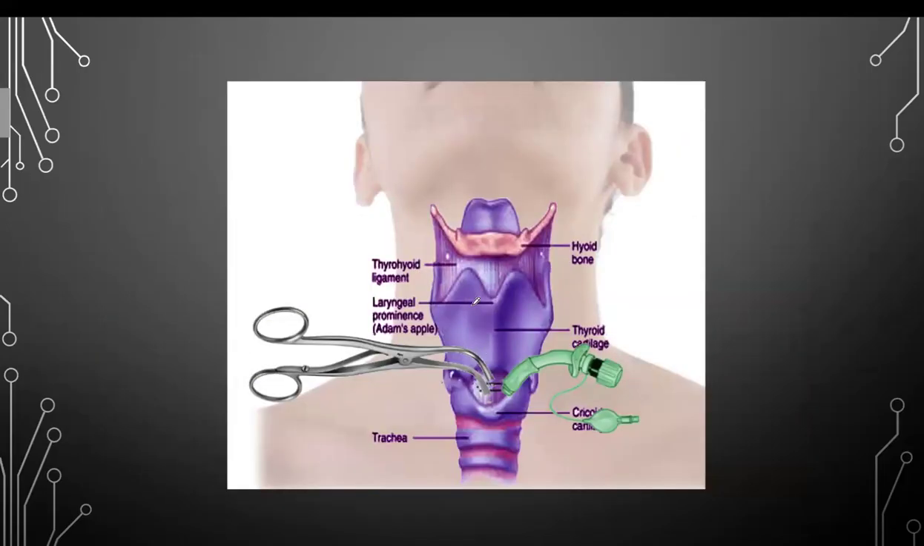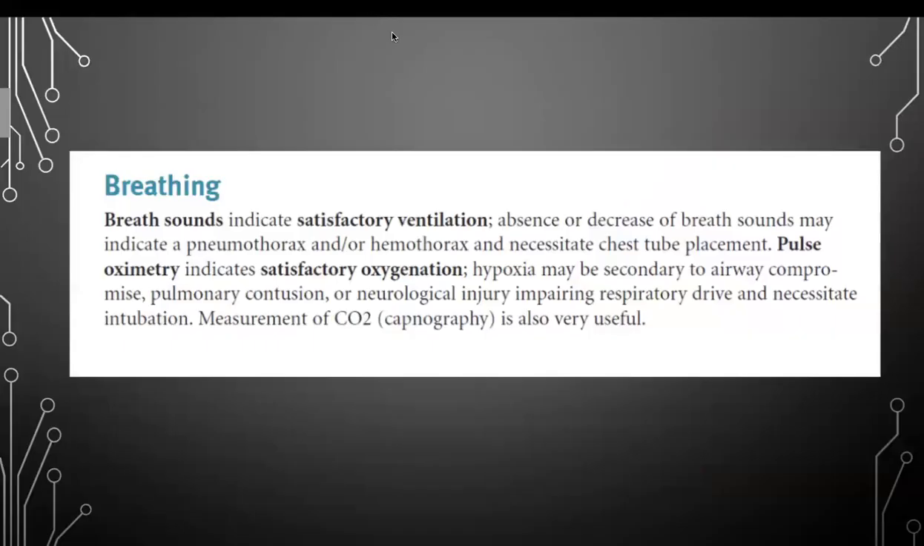Okay, so you can see the cricothyroidotomy is this. This is the thyroid cartilage, and that's the cricoid cartilage. So this is where you do the cricothyroidotomy.